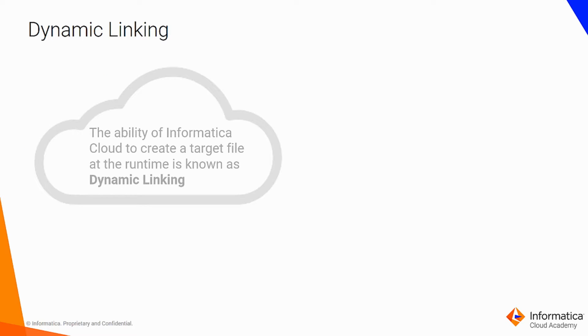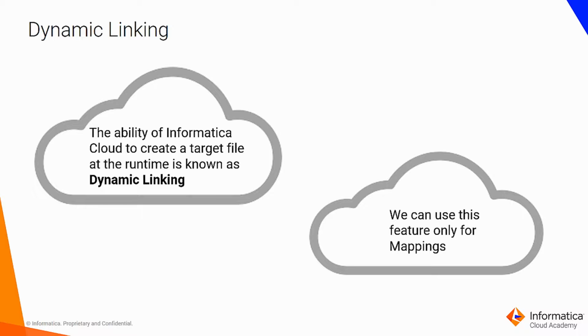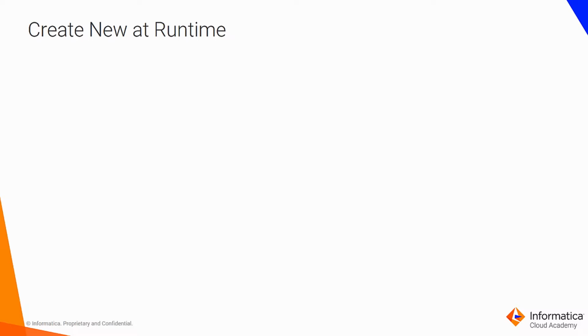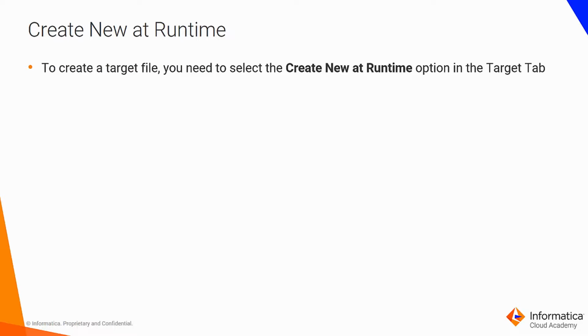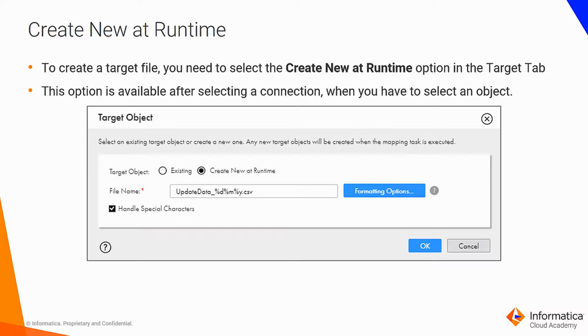The ability to create a target file at the runtime is known as dynamic linking. We can use this feature only for mappings. To create a target file, you need to select the Create New at Runtime option in the Target tab. This option is available after selecting a connection when you have to select an object. You can also configure the format of the file using the formatting options.